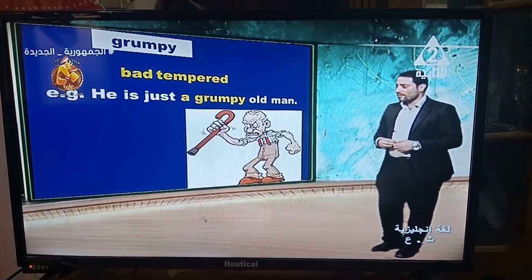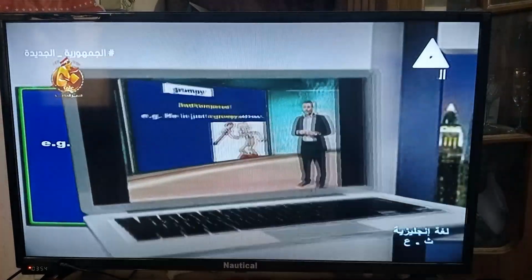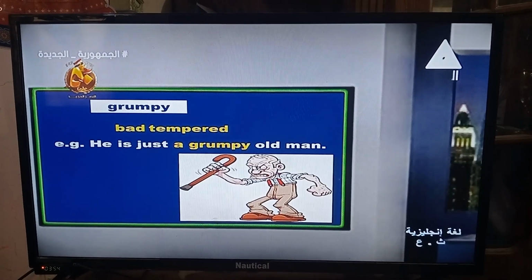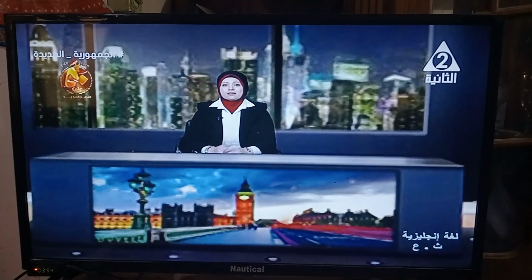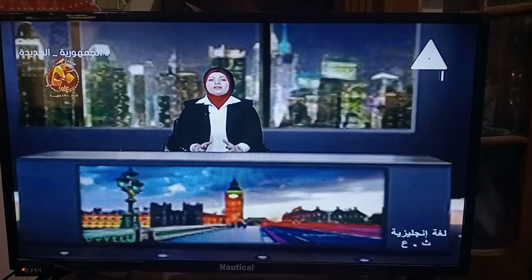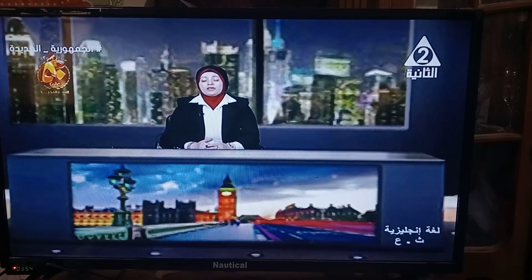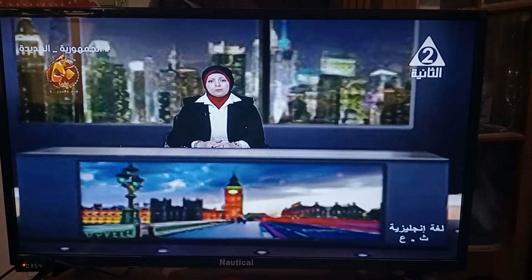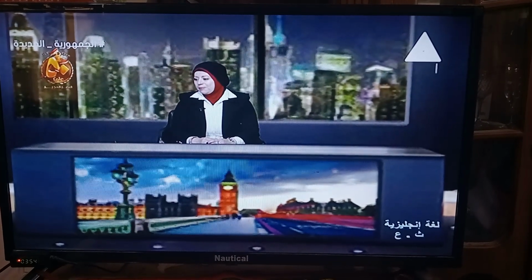So the next word? The next word is another adjective that we have, which is grumpy. Grumpy. This means angry a lot of the time, all the time angry. So when we say that someone is grumpy, we say that he is bad-tempered, he is not well-behaved, he is angry and cross all the time. Let's have a look at this example.